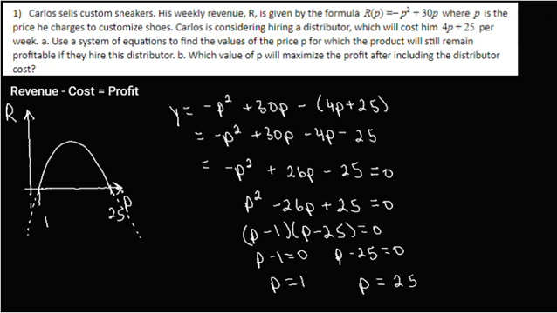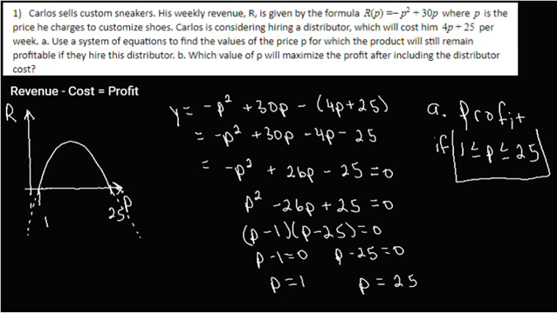So for part A, we have a profit if 1 is less than or equal to the price, less than or equal to 25. So we can write it like that. If our price is from 1 to 25 inclusive, we make a profit. Now, maximizing our profit. What will maximize the profit?